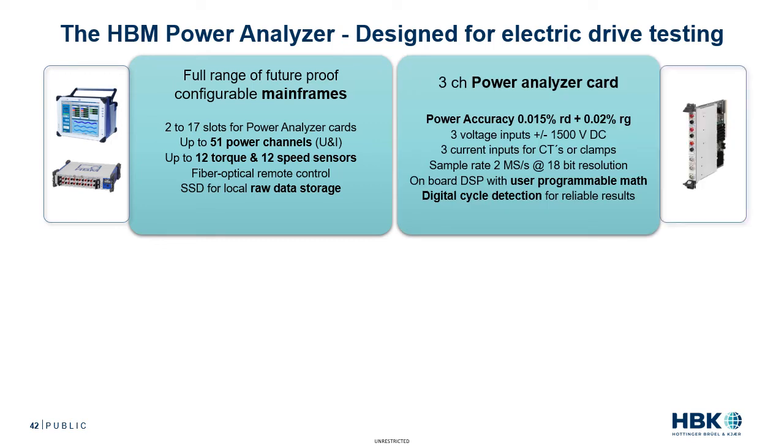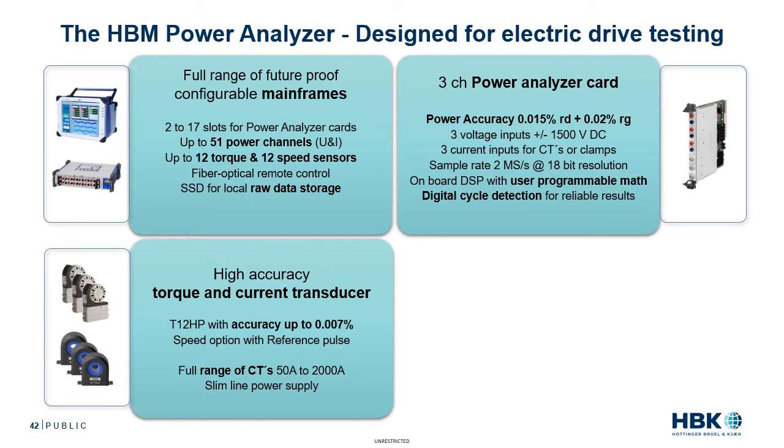And there's also the 3-channel power analyzer card. It offers power accuracies up to 0.015% reading and 0.02% of range, 3 voltage inputs, directly measuring up to plus minus 1500 volts DC, and 3 current inputs for CTs or clamps. Sample rates to 2 megasamples per second per channel at 18-bit resolution with an onboard DSP and user programmable math and digital cycle detection for reliable results.